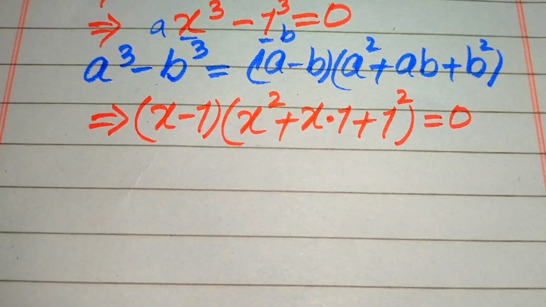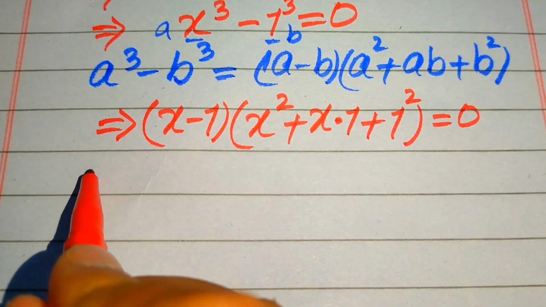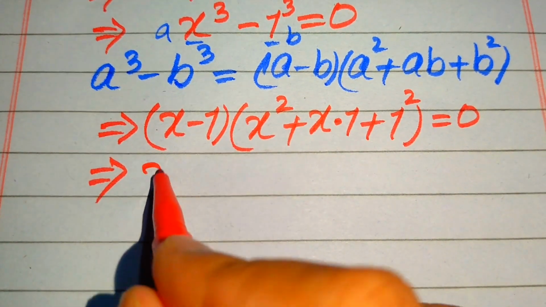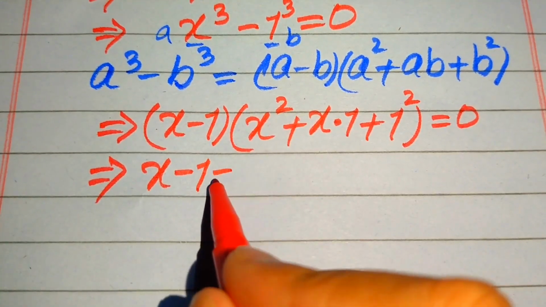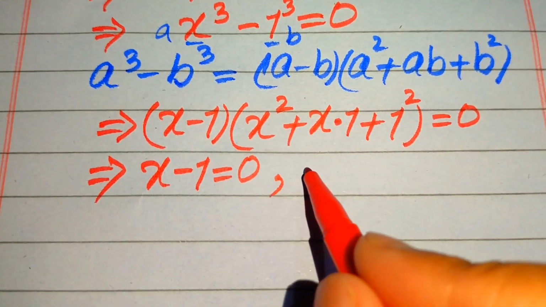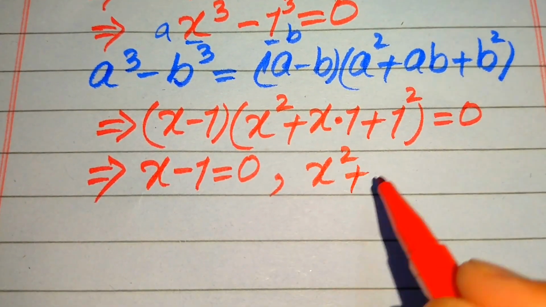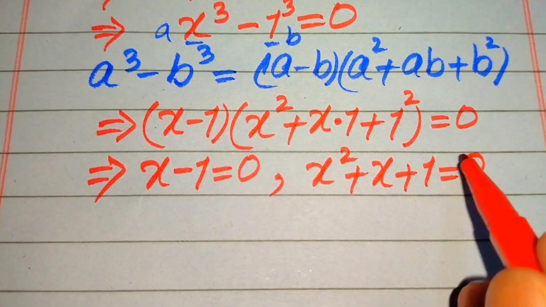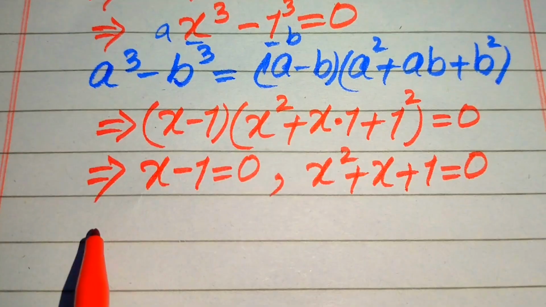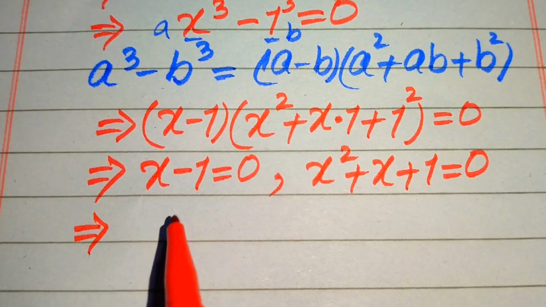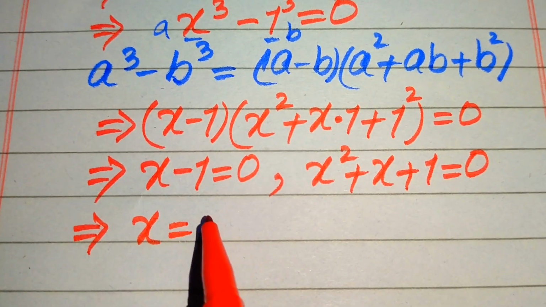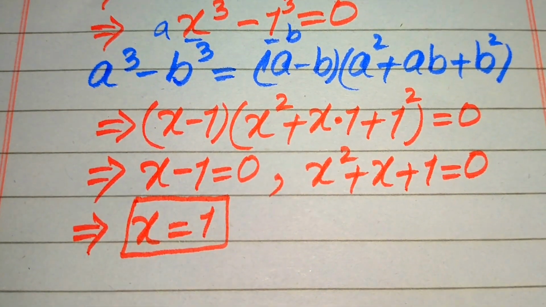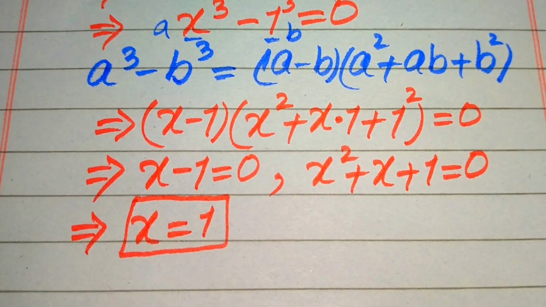In the next step we need more simplification, and here we divide this equation into two cases. The first case is x minus 1 is equal to 0, and the second case is x squared plus x plus 1 is equal to 0. Moving the term minus 1 to the right-hand side, we get the value of x is equal to plus 1. So this is the first root of the given equation.